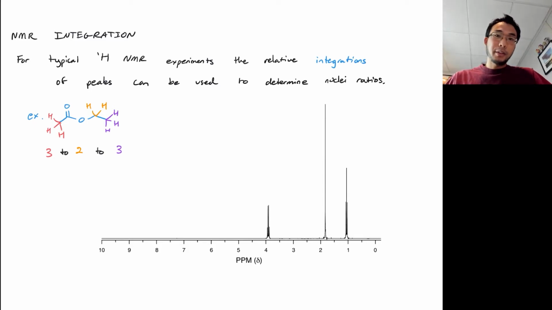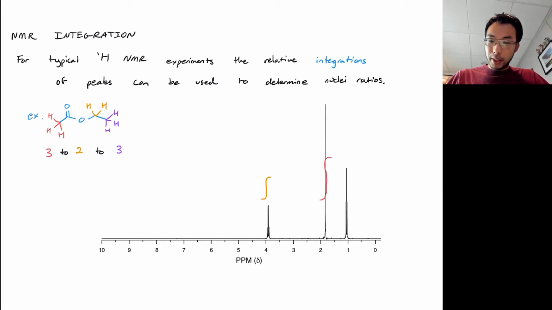The integration of this NMR spectrum should then tell us that there are 2 protons responsible for this signal, 3 for this signal, and 3 for this one. And so that's exactly what happens. I'm going to show you a few different ways that integrations will be shown to you. So the first way will be through what looks like an actual integral symbol.